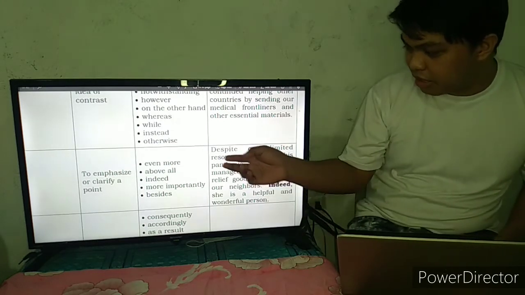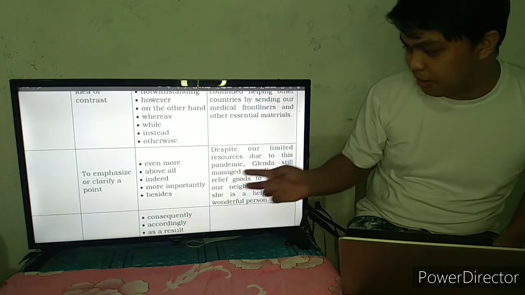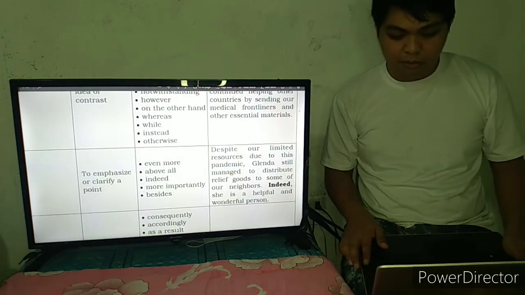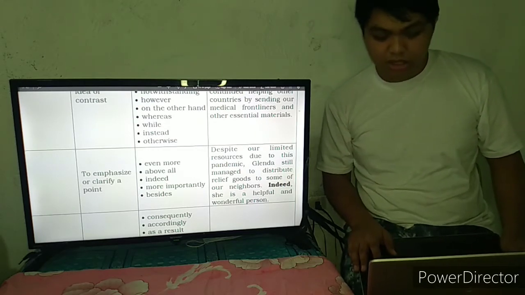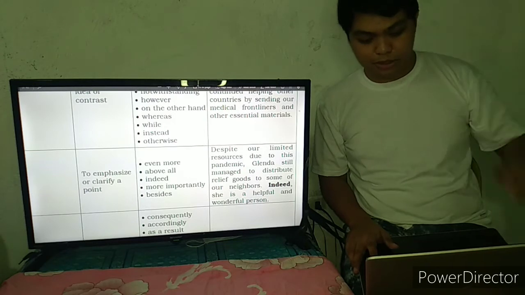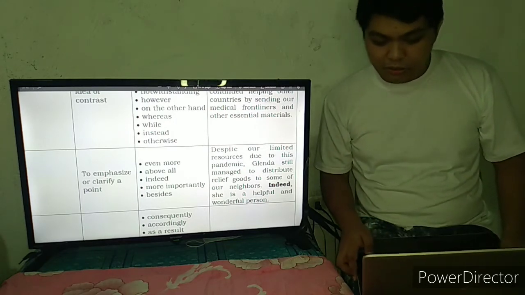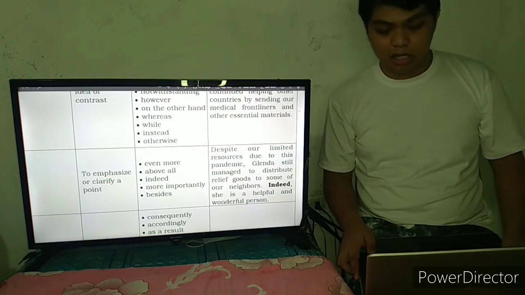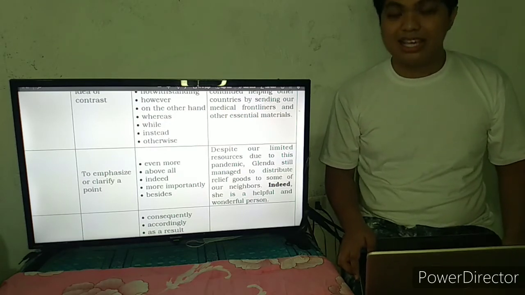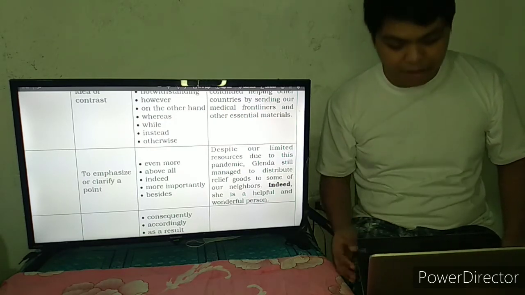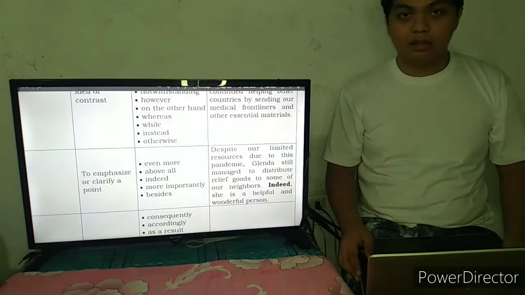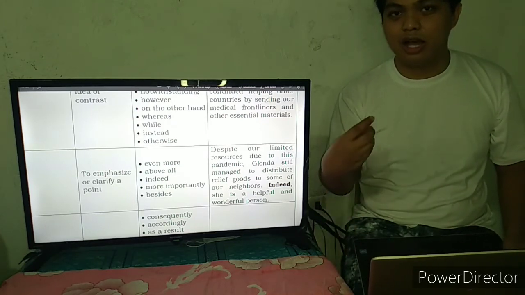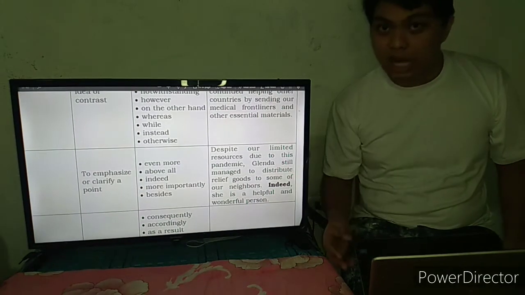Okay? Despite our limited resources due to this pandemic, Glenda still managed to distribute relief goods to some of our neighbors. Indeed, she is a helpful and wonderful person. Okay, kahit na daw limitado ang kanyang resources, itong si Glenda ay nagdi-distribute pa rin ng relief goods. Dahil dyan, or indeed, talaga naman, o sa Tagalog, talaga namang siya ay matulungin at maayos na wonderful person. When we say wonderful person, maayos na ang kanyang pagkakatao or may mabuti siyang kalooban.